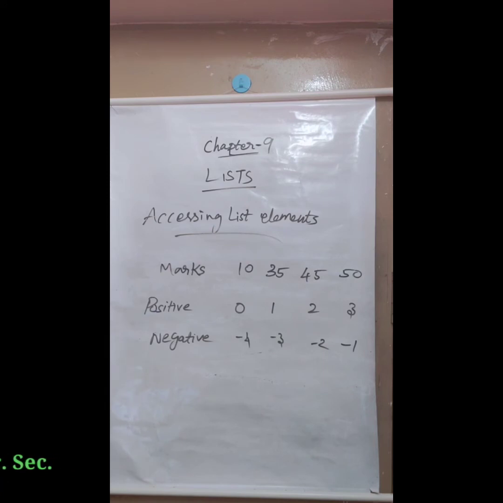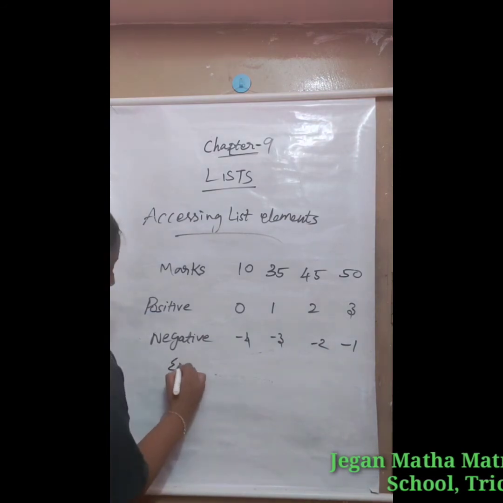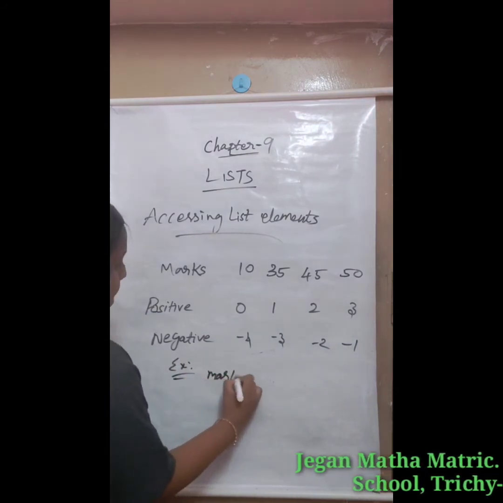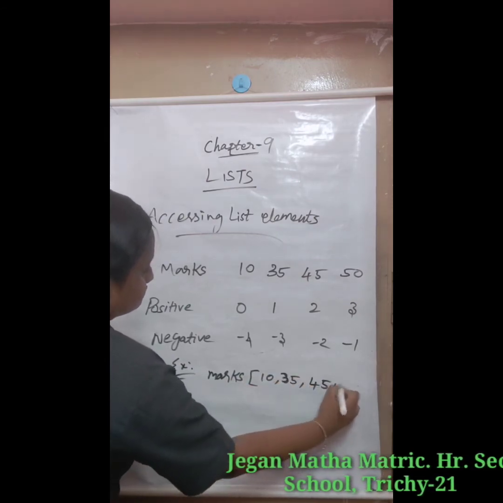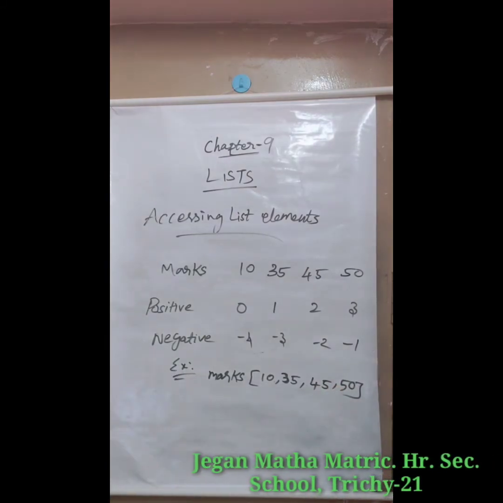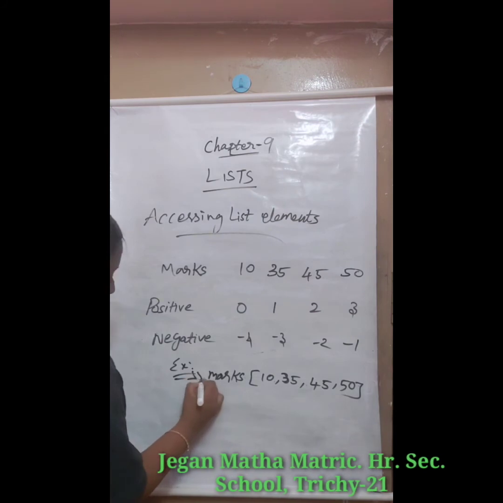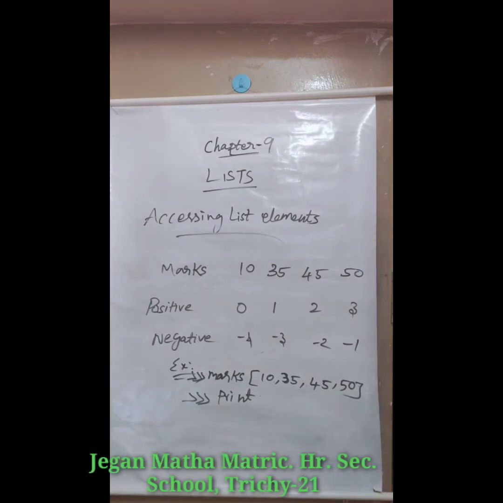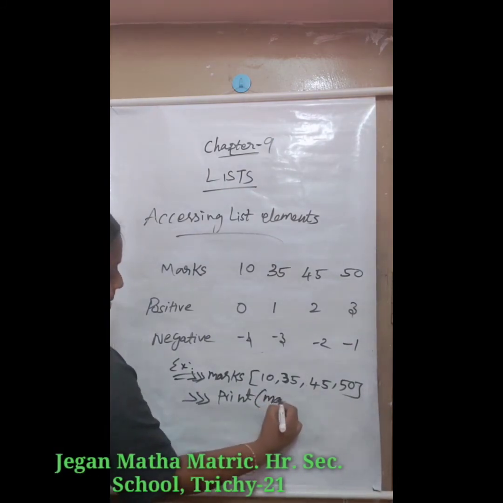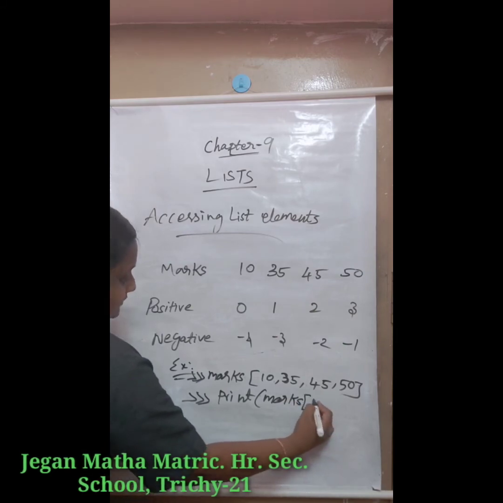So to access an element from a list, write the name of the list followed by the index of the element enclosed within square brackets. Now let us see the example for this, how to access the element. For example, marks, so these are all the marks. The next, print marks of two.